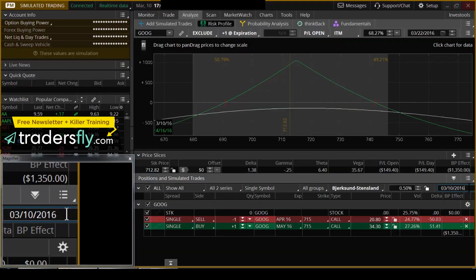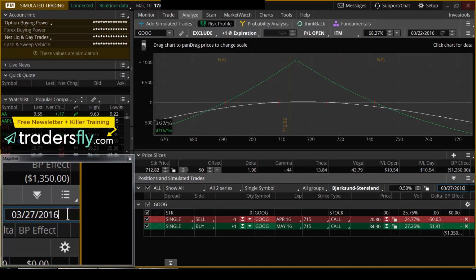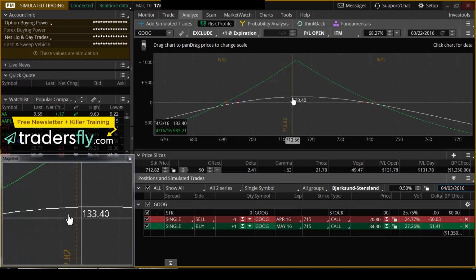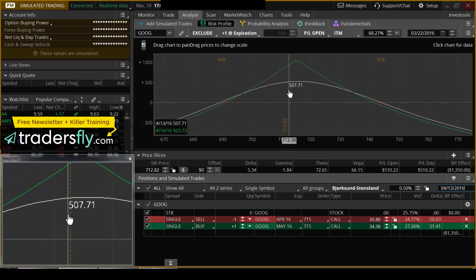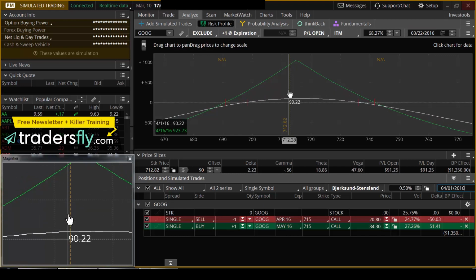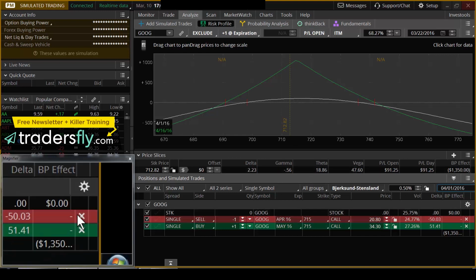You could keep this contract for 5 days, 7 days, and you could get out of it when it's like this. You don't have to hold it to expiration when it goes all the way up. You could hold it for just a few days right here when you make 90 bucks and then you're out. So you could do it something like this.